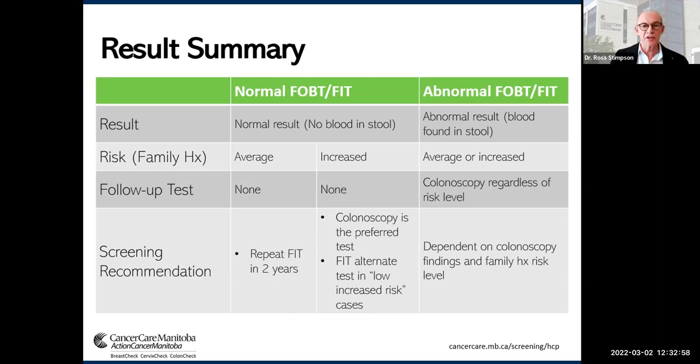This is the results summary. This basically serves as a template. Individuals with a normal FOBT or FIT, depending on their risk due to family history, which can be average or increased, have a normal test. However, there is no follow-up test. We will recall these individuals that are average risk in 2 years for repeat FIT testing. And individuals that are increased risk, where colonoscopy may be the preferred test, we do provide a letter to the primary care provider, as well as to the patient, suggesting that they go over the options and see whether colonoscopic screening might be more appropriate given their level of risk.